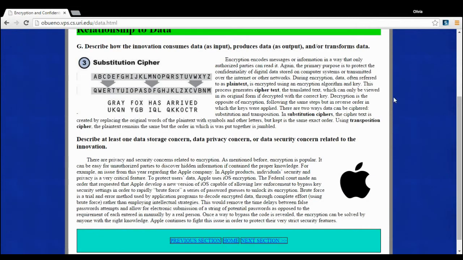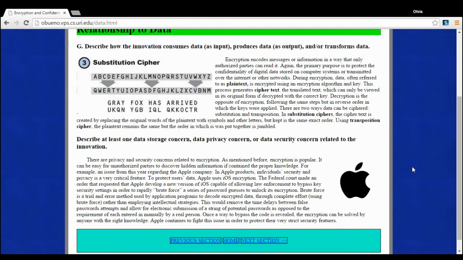There are privacy and security concerns related to encryption. As mentioned before, encryption is popular. It can be easy to discover hidden information if having the proper knowledge. For example, an issue from this year with the Apple company. This is Apple's logo to the right. In Apple products, individual security and privacy is a very critical feature. To protect users' data, Apple uses iOS encryption.